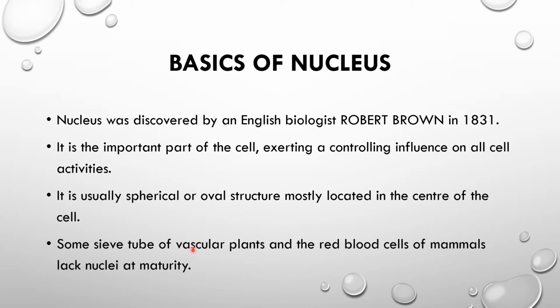Some sieve tubes of the vascular plant, that is of the phloem, which is a vascular tissue. So phloem has sieve tubes, sieve cells, and companion cells. The sieve tubes of the vascular plant and the red blood cells of mammals lack nuclei at maturity, meaning they are without the nucleus. They are enucleated cells. An example of an enucleated cell is your RBCs, and in plants, the sieve tube of a vascular plant.